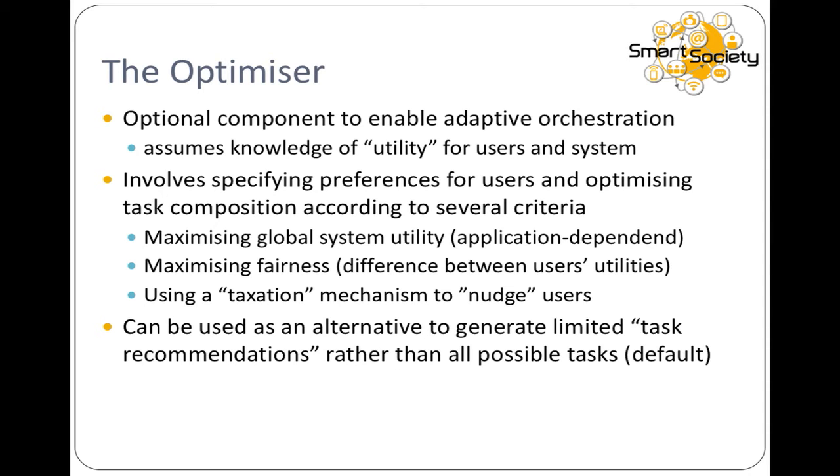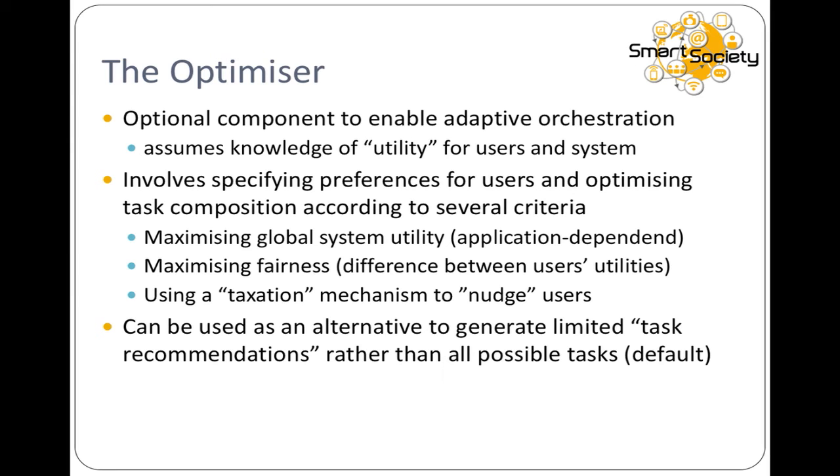Our optimizer involves a complex optimization procedure, which, if you have specified preferences for the users and the system, will generate a set of optimal tasks that comply with several criteria. On the one hand, they maximize global system utility, which is of course application dependent. For example, you may want to maximize the occupancy of cars in a ride-sharing application. But it also aims to maximize fairness. Here, this is implemented as minimizing the difference between the individual utilities of the peers participating in tasks in a global task allocation among a user population.